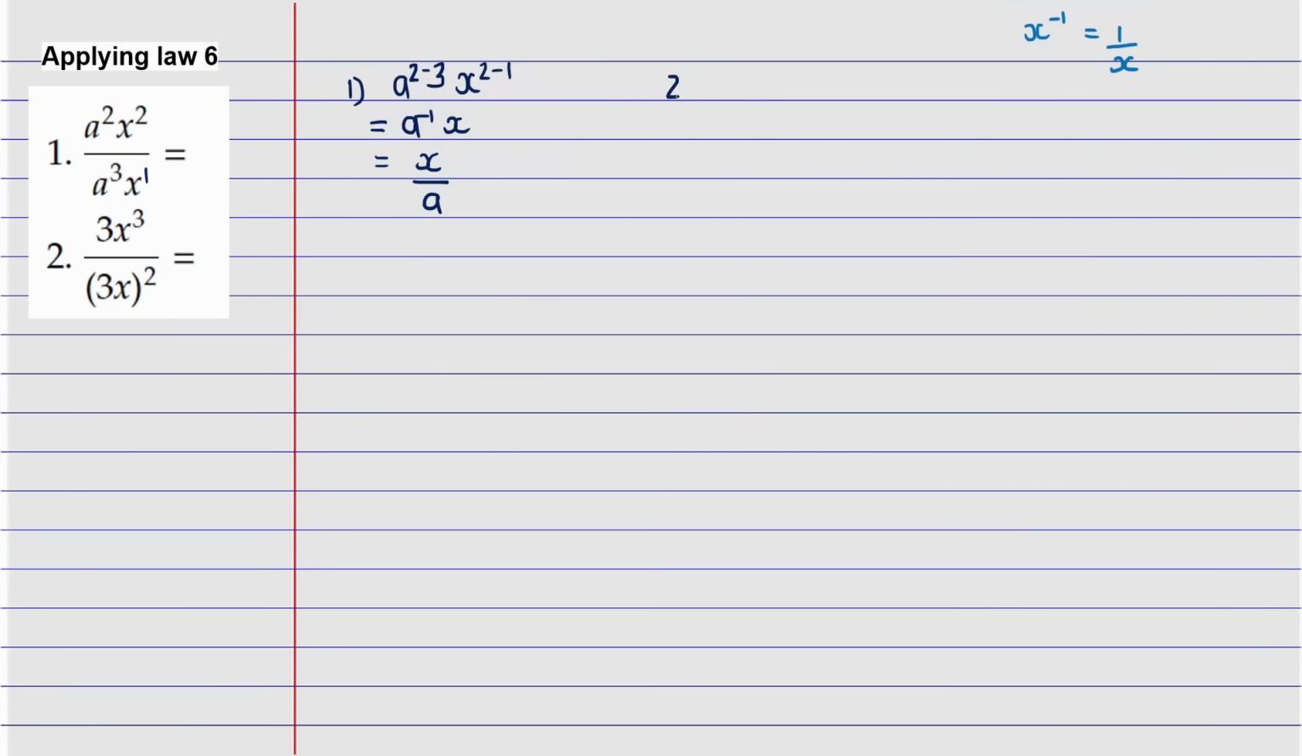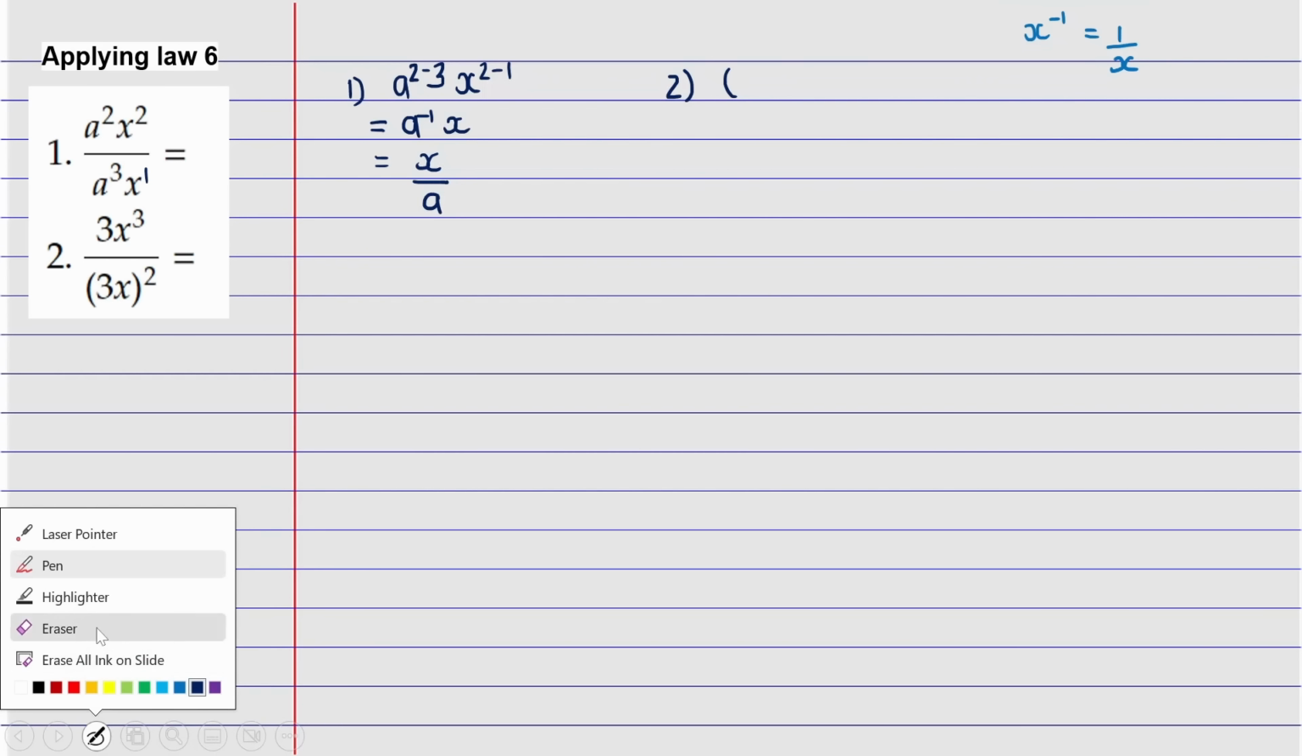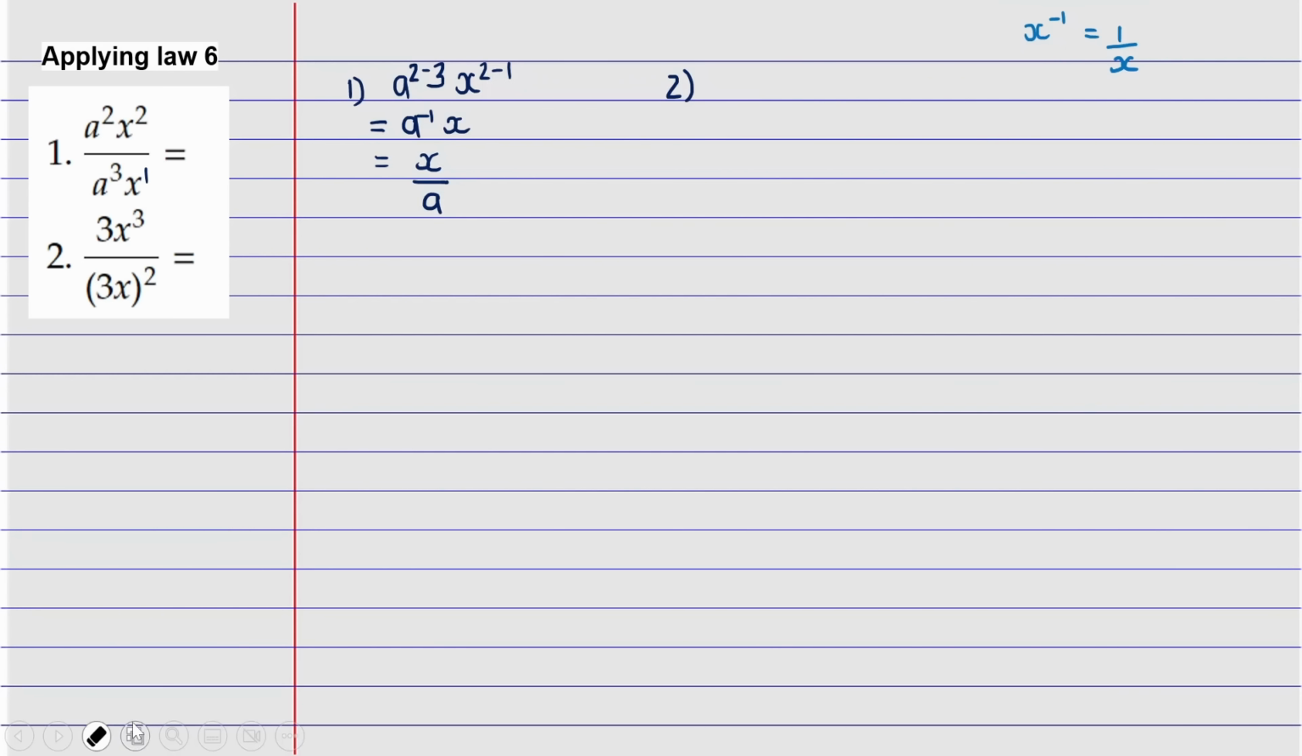So now moving on to number 2, we're going to do the following. We have 3. Let me just rewrite this one. So it's going to be the same as 3, then x to the power 3, and this is going to be divided by 3x, and this is all squared. So first, let's deal with the denominator. So this is going to be the same as 3x cubed, and divided by, distribute the square.